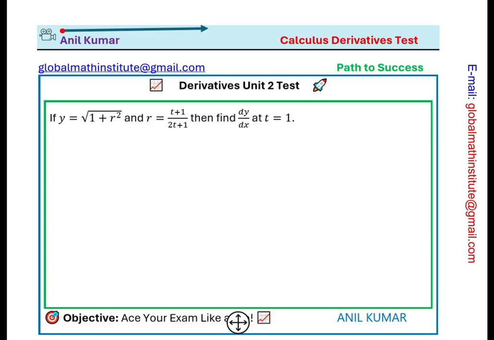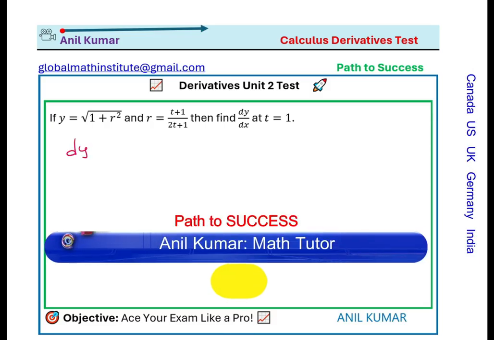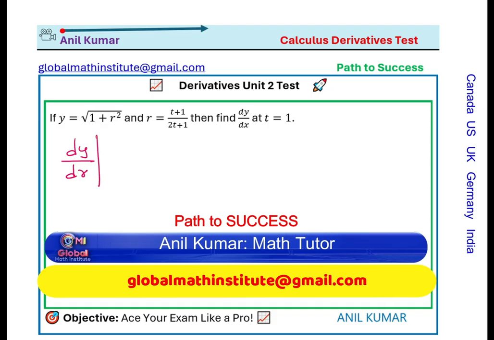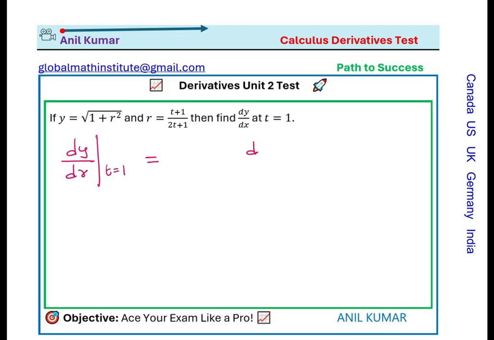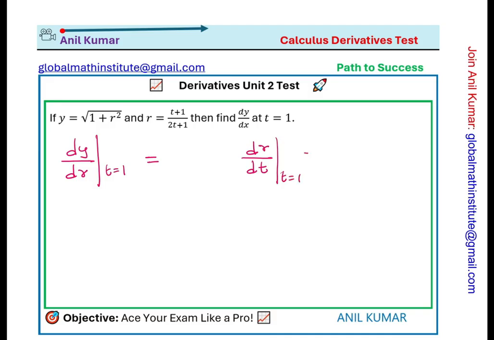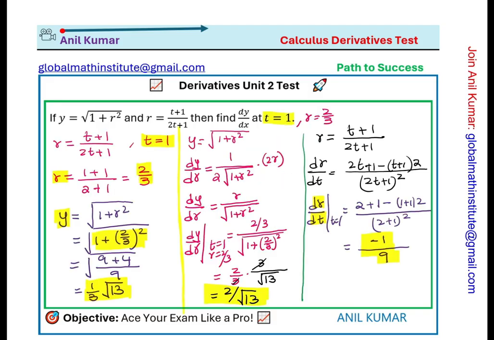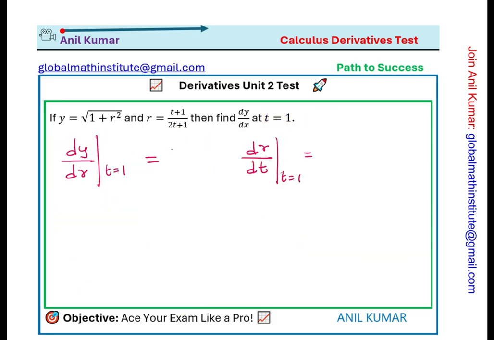So what we have here is, we know dy/dr at t equals 1 is equal to what? And then we also know what is dr/dt at t equals 1, correct? So let's copy these values. 2 over square root 13, minus 1 over 9. Is that clear to you? So we got both the derivatives.